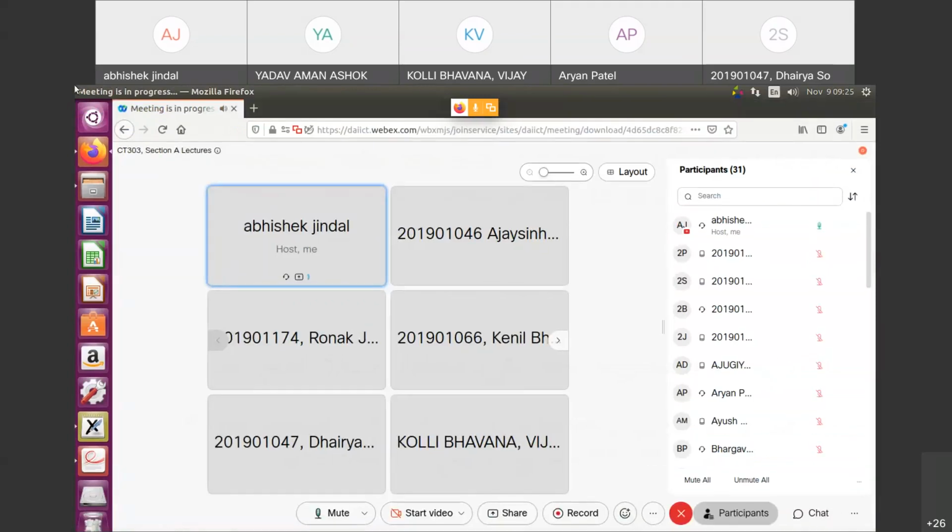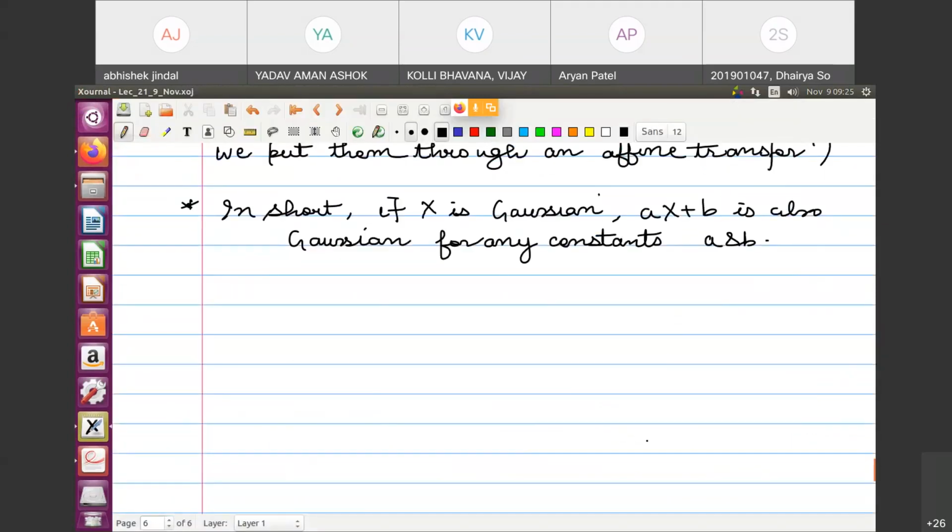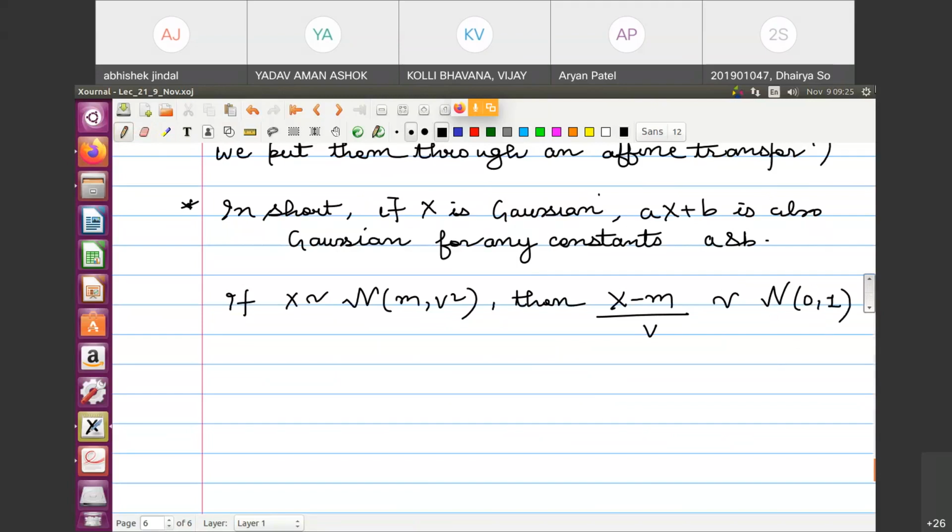So we will do a small exercise type of a thing, that how do you convert this. So if x is distributed like this, with mean m and variance v square, then this becomes a standard Gaussian random variable. If you are given x, which has a mean m and variance v square, you simply subtract the mean and divide it by the square root of variance, that is standard deviation, and then it becomes distributed like normal 0, 1.